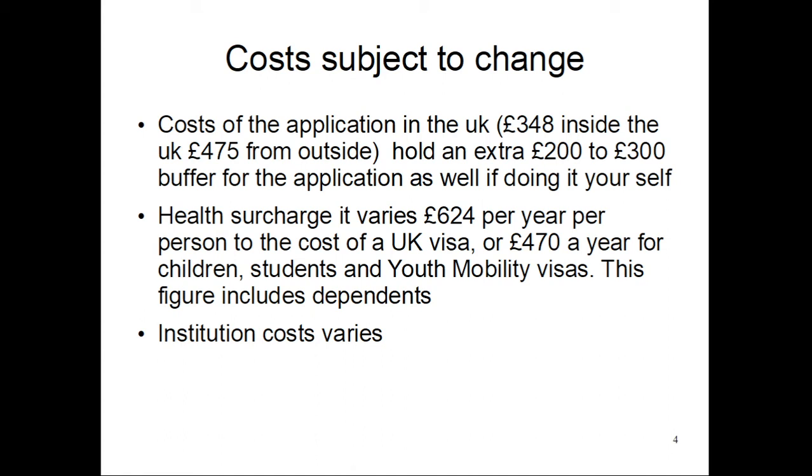Immigration health surcharge, this varies. It's 624 per year per person on a normal visa, but for the sake of this talk, it's 470 per year per person. And you have to pay the full yearly fee up front, so make sure you have a buffer for it depending on how long the course is. The institution costs vary. It depends on the institution. Most institutions, they are very expensive.